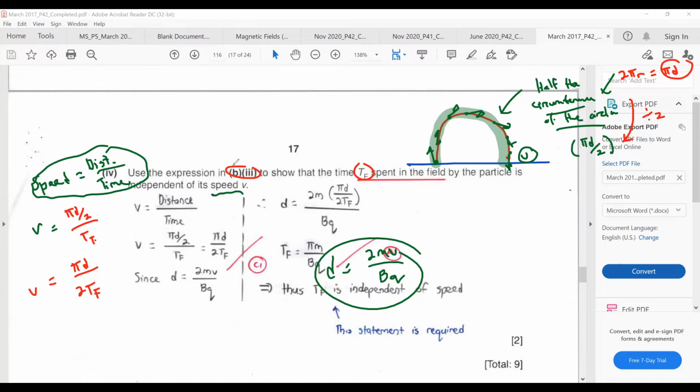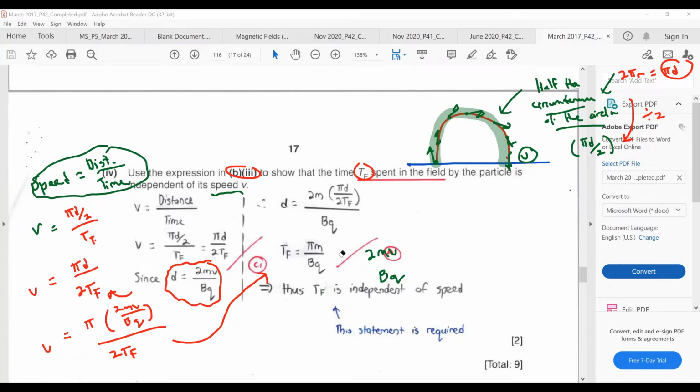Now your expression in B3 already told you that d is 2mv over bq. So what you can do is substitute it inside here, where you say it's pi times 2mv over bq, over 2 Tf v, until eventually you get the answer Tf is actually pi m over bq. So your time taken inside the magnetic field has no expression for the v. Therefore we can say that Tf is independent of speed. Okay, so that part is okay.